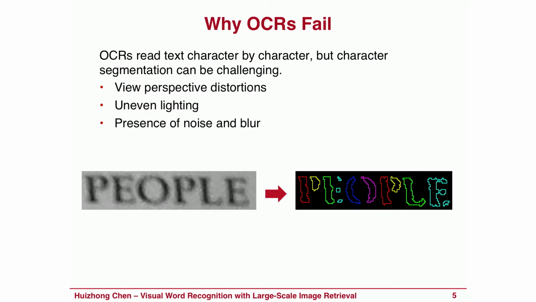The reason why OCR fails is because it recognizes text character by character. Unfortunately, character segmentation is extremely challenging in camera images due to view perspective distortions, uneven lighting conditions, the presence of noise, motion blur, as well as out-of-focus blur. This brittle character segmentation process, in turn, leads to a poor recognition performance.